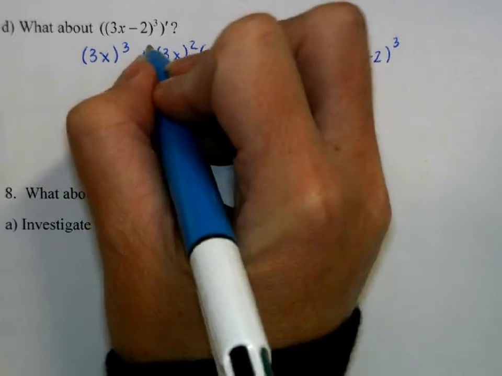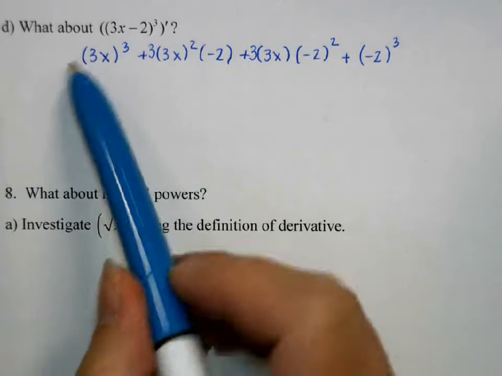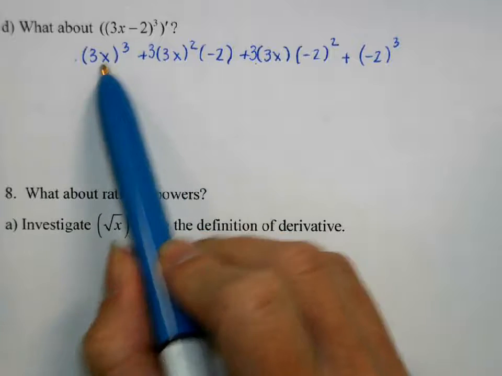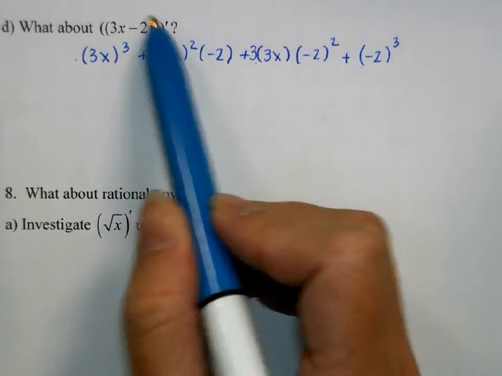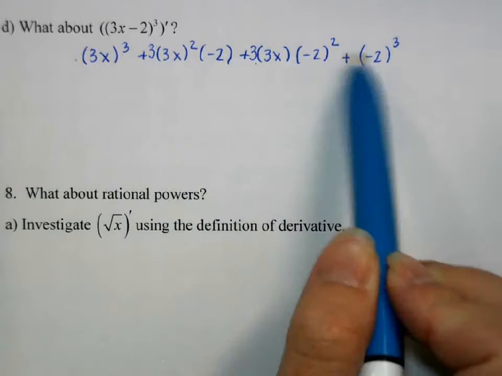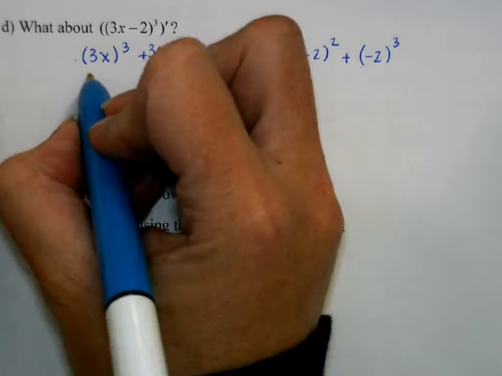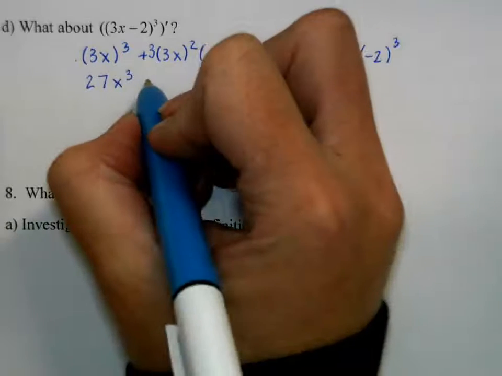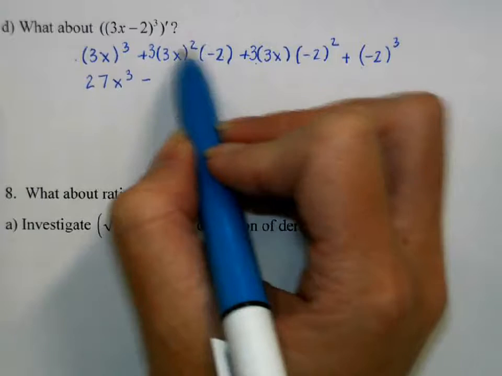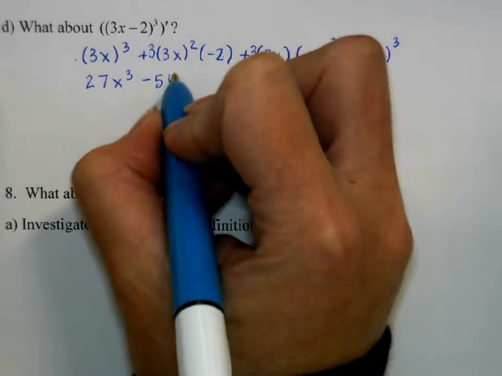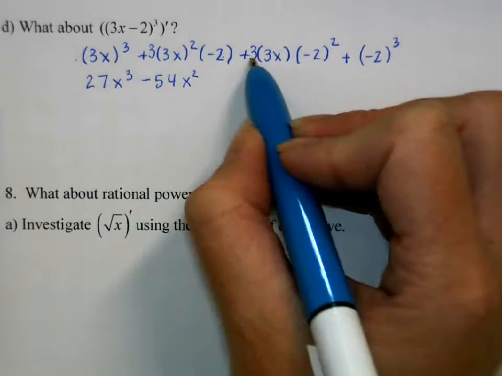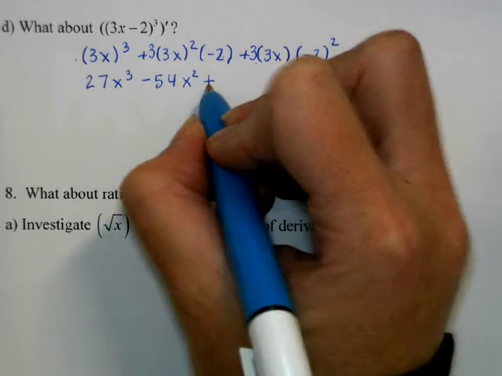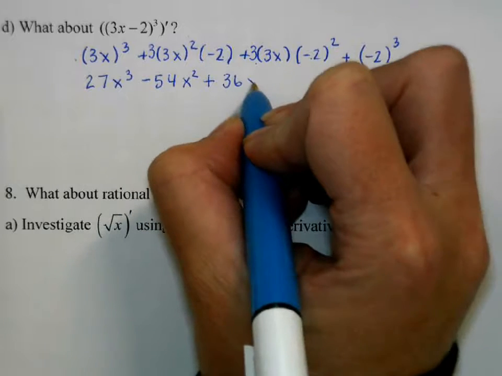So the coefficients are 1, 3, 3, 1. The powers are the first thing in descending, so 3, 2, 1, and none. The second thing in ascending, so none, 1, 2, 3. Okay, when we simplify this, we're going to have 27x cubed. This will be a negative. It's going to be 9 times 2 times 3, which is 54. We're going to have 3 times 3 times a positive 2. And then negative 2 cubed is negative 8.